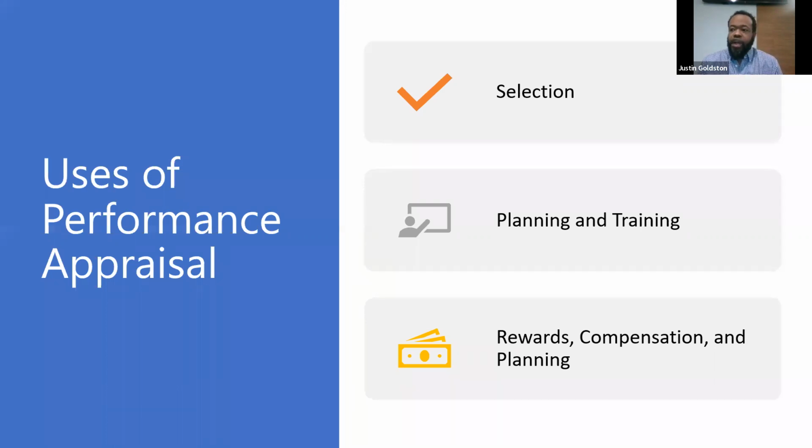Moving on to the planning and training. Additional questions we should ask when we're setting up this performance appraisal is, are the employees capable of doing their jobs? So if we continue to have issues, if we continue to have remediation for those employees, maybe we should increase the training, maybe we should modify the training for those employees.